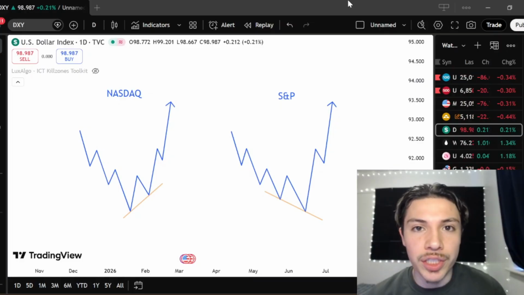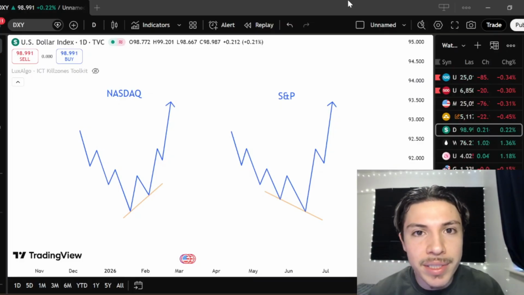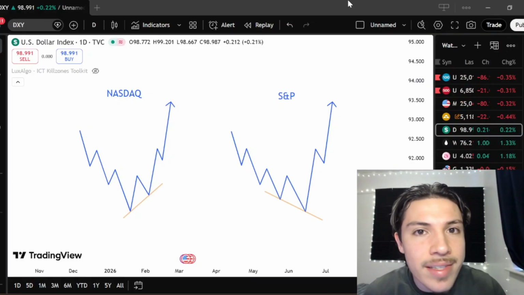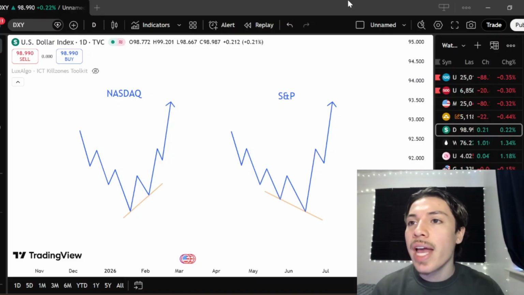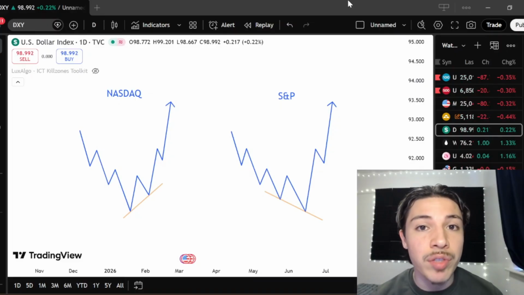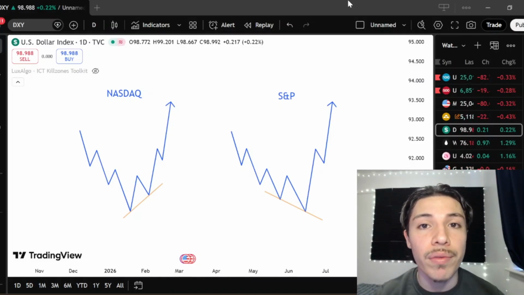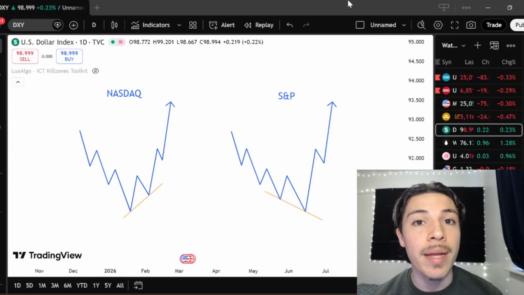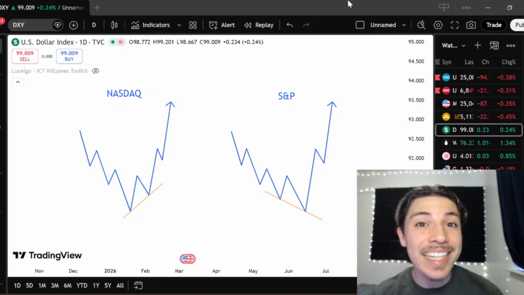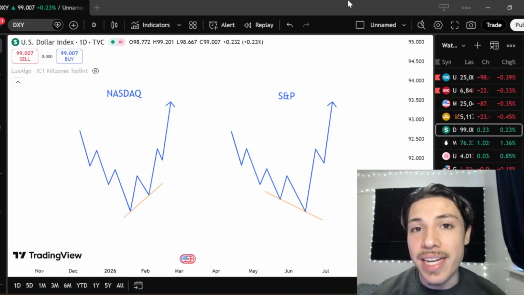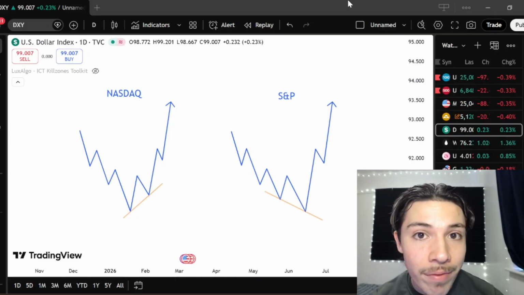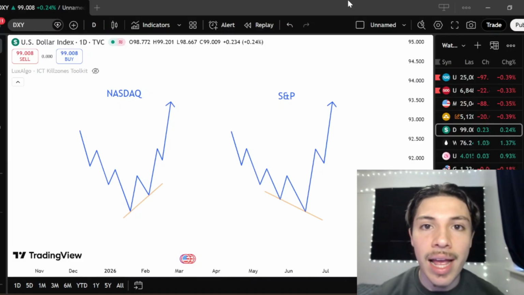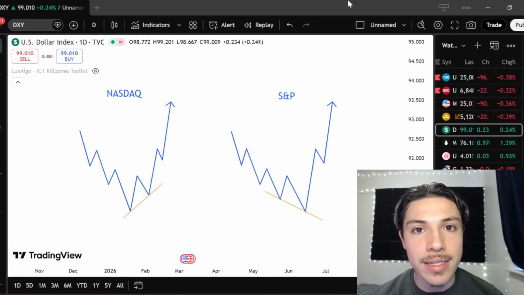The first question is, Seb, what is an SMT divergence? Like, what even is that about? And it's as simple as this, right? An SMT divergence is when we have two assets and there is a decorrelation between both of these assets. Now, I trade the Nasdaq and the S&P 500. So what does that mean? Well, that means that an SMT divergence is when there is a decorrelation, or as we call it, a divergence between the Nasdaq and the S&P. And we're about to get into some examples.